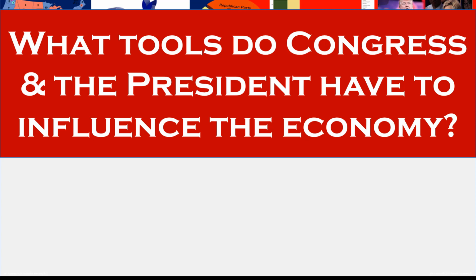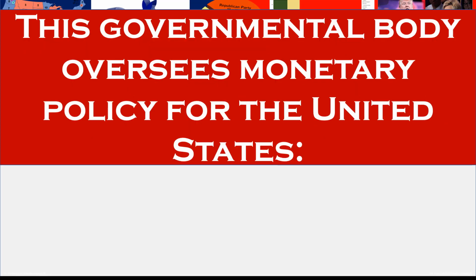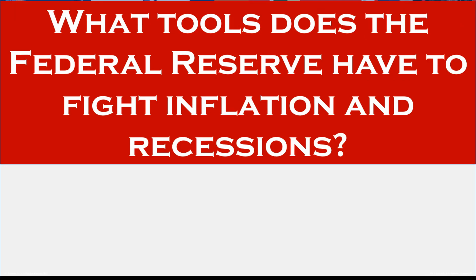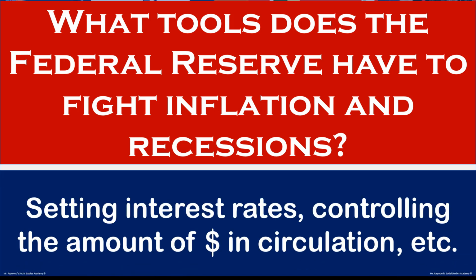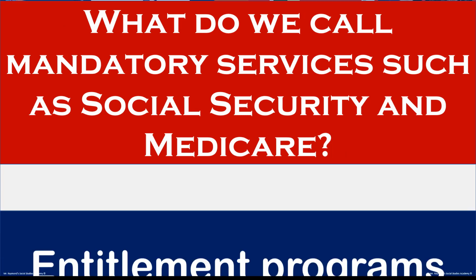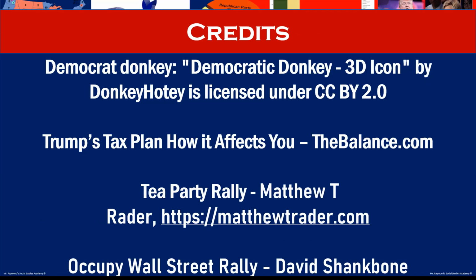What tools do Congress and the president have to influence the economy? Taxes and budget spending. This government body oversees monetary policy for the United States, the Federal Reserve. What tools does the Federal Reserve have to fight inflation and recessions? Well, they set interest rates, they control the amount of money in circulation. What do we call mandatory services such as Social Security and Medicare? Entitlement programs. Which ideology and party would most likely favor increased social welfare programs? Liberals and the Democrats.